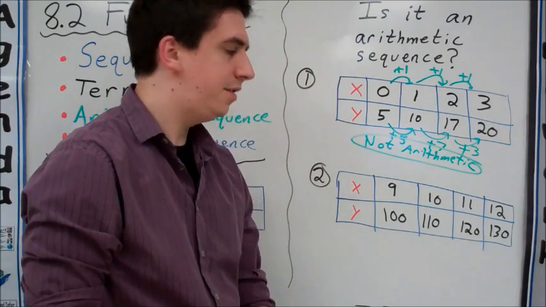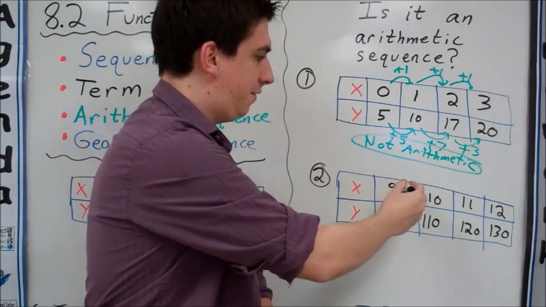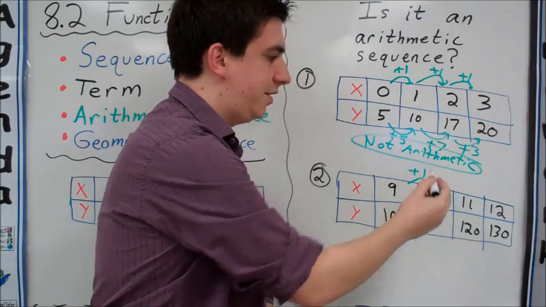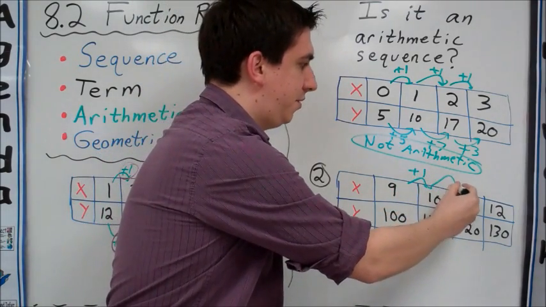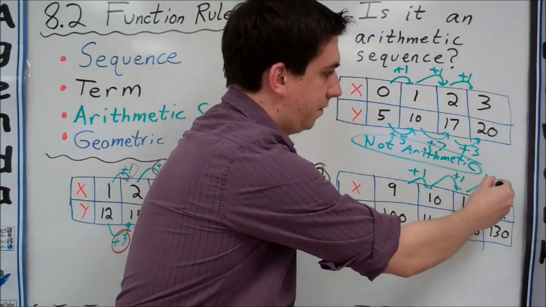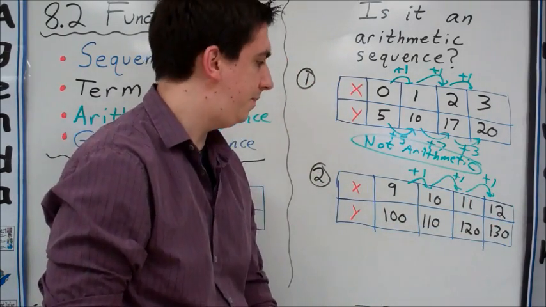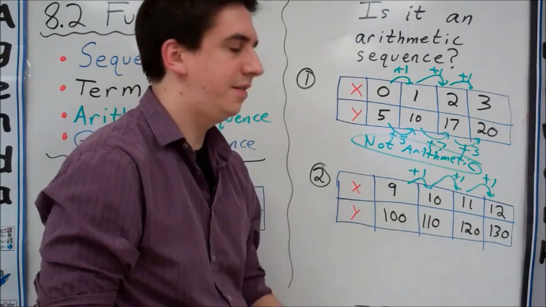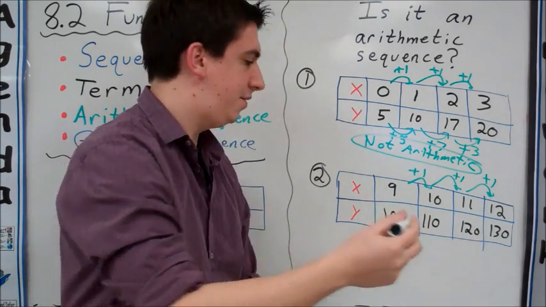Looking at the second one, let's see if this one is. From 9 to 10 is a change of plus 1. 10 to 11 is another plus 1. 11 to 12 is another plus 1. So our x's are constant. Let's look at our y values now.